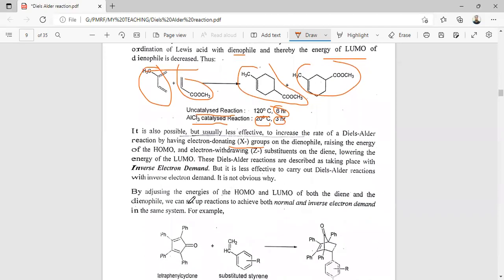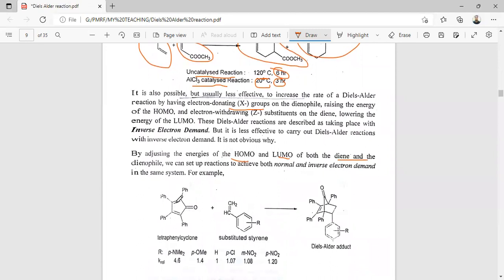But by adjusting the energies of the HOMO and LUMO of both the diene and dienophile, we can set up the reaction to achieve both normal and inverse electron demand in the same system. For example, tetraphenylcyclone and substituted styrene form this Diels-Alder adduct. So this is the diene, and this is the dienophile.